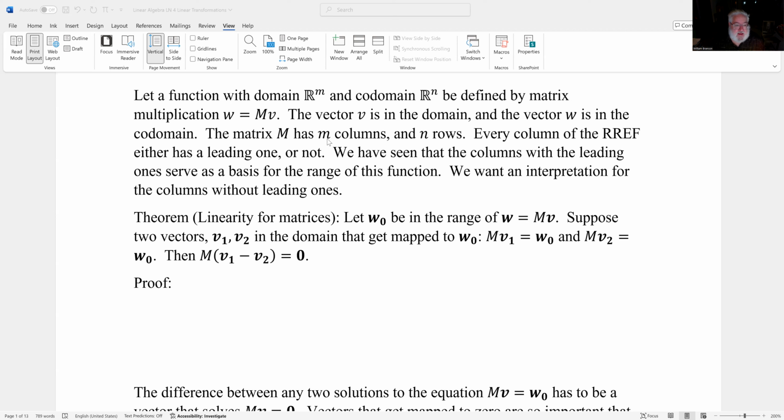The matrix M has m columns. So the number of columns is the size of the domain, and n rows. So the number of rows is the size of the codomain. And then the RREF either has a leading one or not. And the columns with the leading one serve as the basis for the range of this function. And we want to find an interpretation for the columns without leading ones.